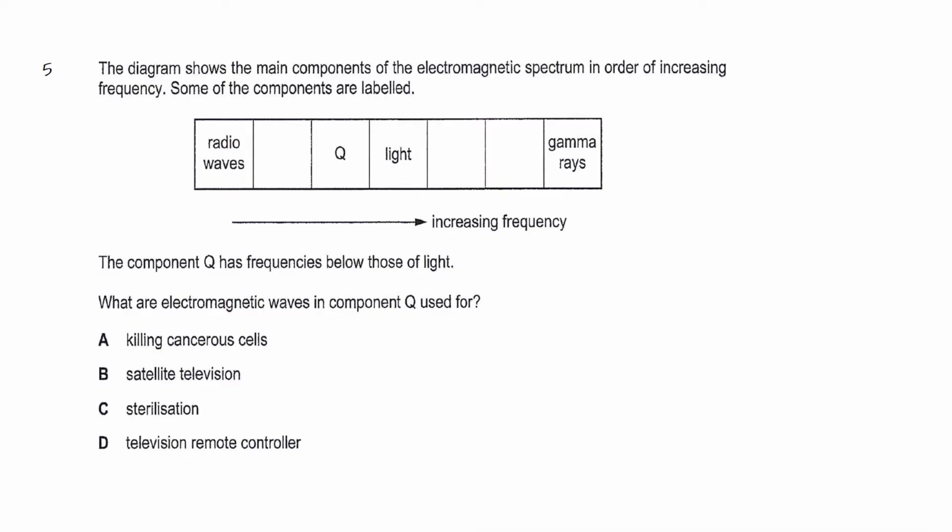The first question. The component Q in the question has frequencies below that of light. What are electromagnetic waves in component Q used for? To answer this question, we first need to fill up the electromagnetic spectrum. Gamma rays, X-rays, ultraviolet rays, visible light, infrared rays, microwaves, because as seen from the question, from the left to the right, from radio to gamma, it is increasing frequency.